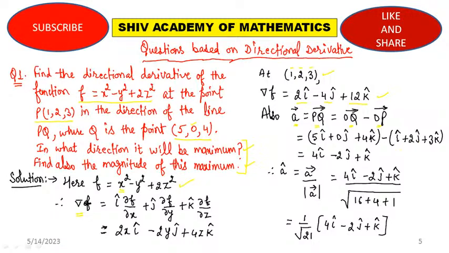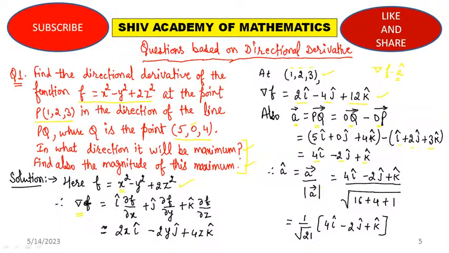Minus OP is what? Because point P is (1, 2, 3), so it is i plus 2j plus 3k. So when we take the difference of these two vectors, finally we have 4i cap, 0j cap, minus 2j cap, so it is minus what? Del f dot a cap.